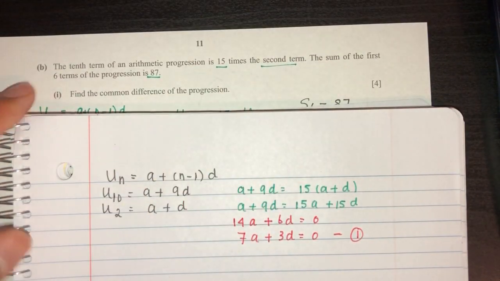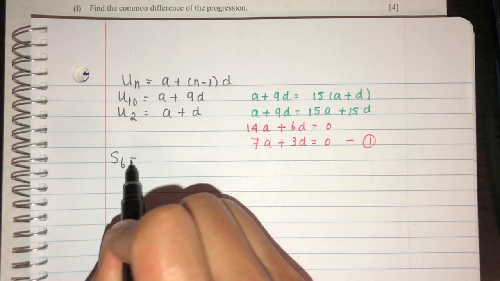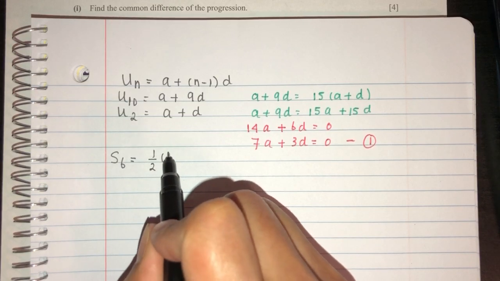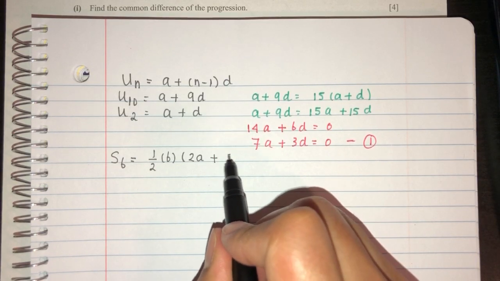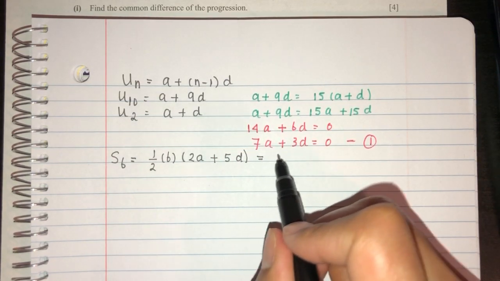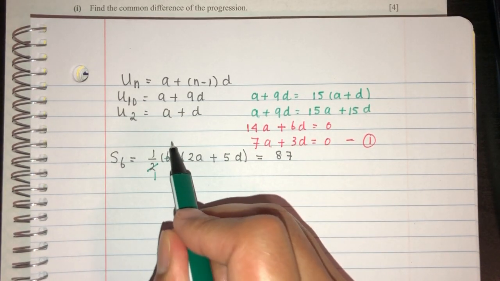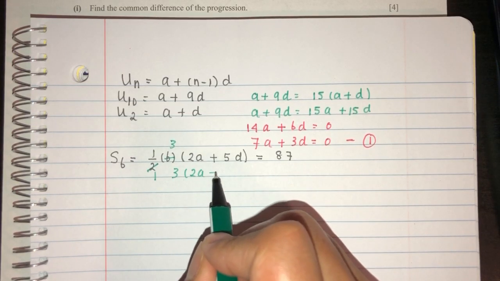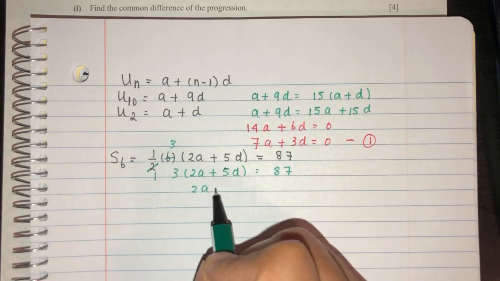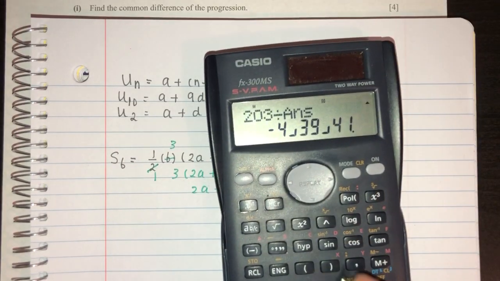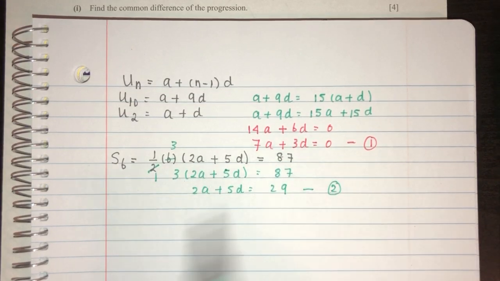Now we have to use the sum of the first 6 terms. As we have seen, the formula for the sum of the first 6 terms is half of n, which is 6, times 2a plus n minus 1 times d, which is 5d. That is supposed to give you 87. Now we can simplify. That will be 3 times 2a plus 5d is equal to 87. So 2a plus 5d is equal to what? 87 divided by 3, that should be 29. So 29 should be right here. That will be your equation number 2.